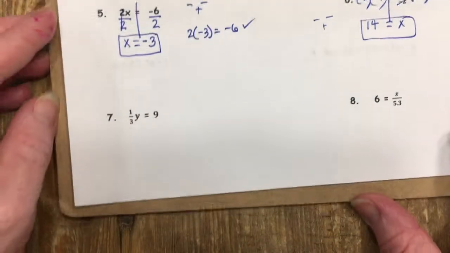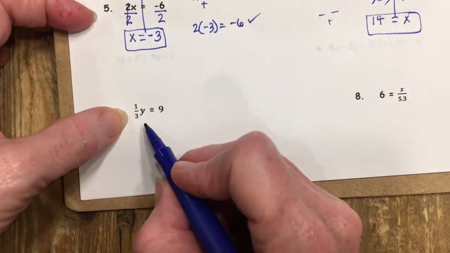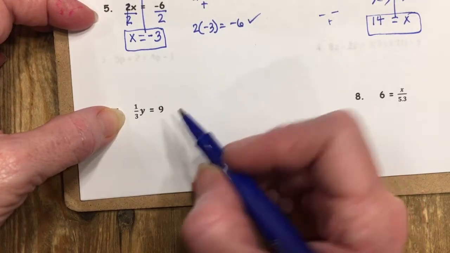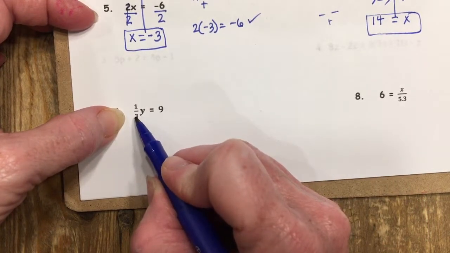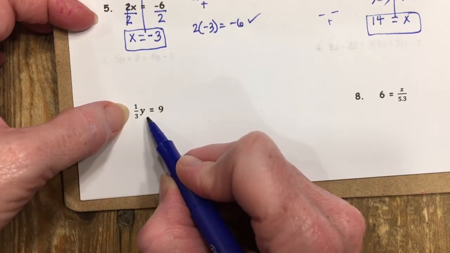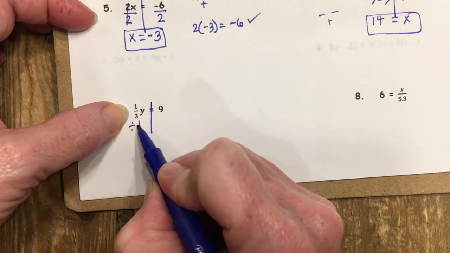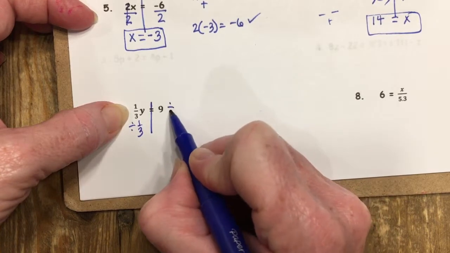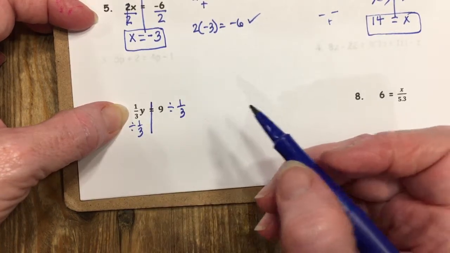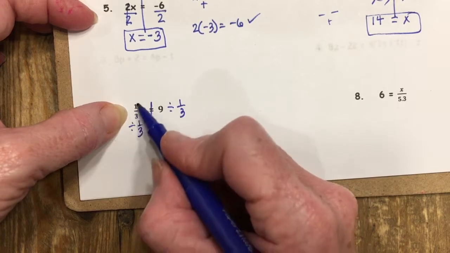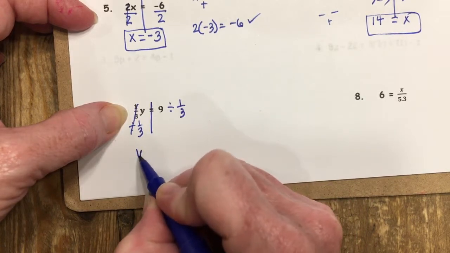Okay, all right, sometimes you have fractions mixed in. 1/3 y equals 9. This is multiplication. This is still a number next to a letter. So the opposite operation after I cut it in half is to divide. So I need to divide by 1/3. So over here, I'm dividing by 1/3. So multiplying, dividing, these just go away. So on this side I have y.